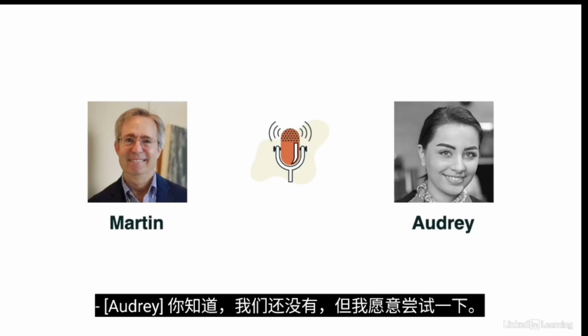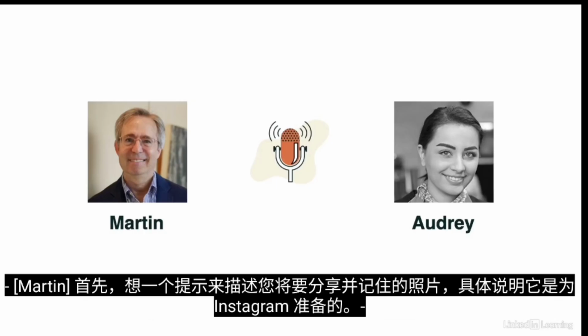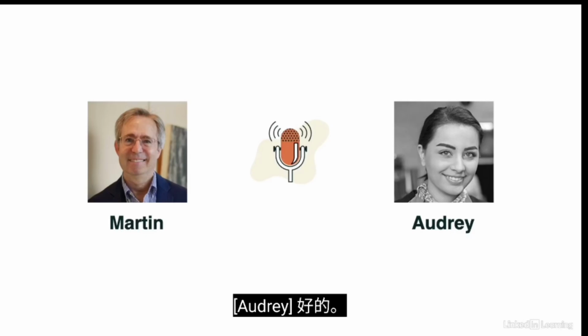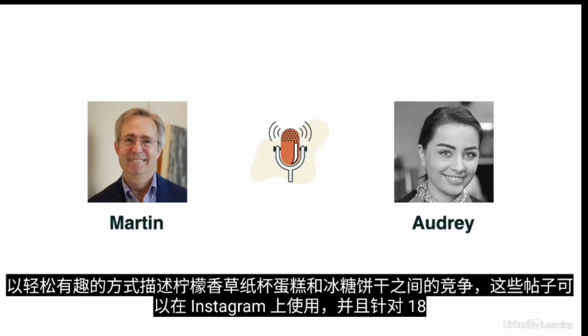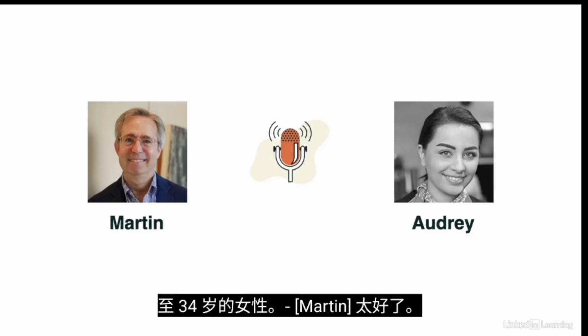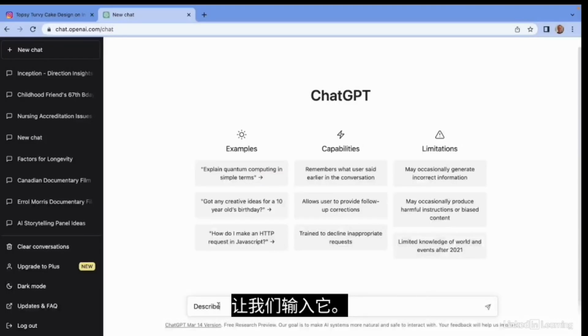We haven't, but I'd be open to trying it. How would I get started? First, think of a prompt to describe a photo you're about to share. And remember, be specific and mention it's for Instagram. Okay. Describe the rivalry between a lemon vanilla cupcake and ice sugar cookies in a lighthearted and funny way for posts that could be used on Instagram and that targets women between 18 and 34. Great. Let's input that.